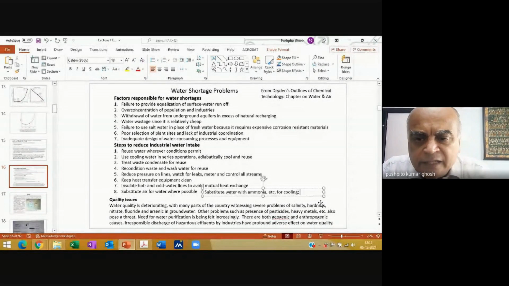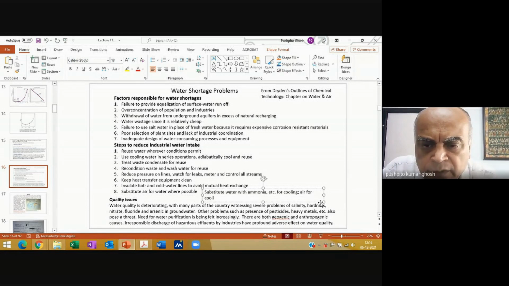Okay. What else? In fact, I don't know whether those cars still exist, but I know that one of my first cars in the US was a car which had an air-cooled engine. So you can use air for cooling of engine.